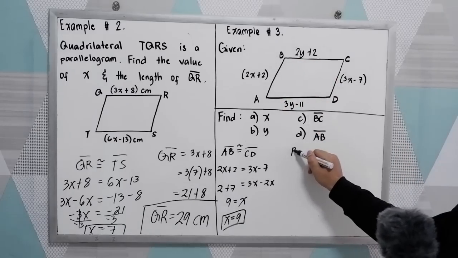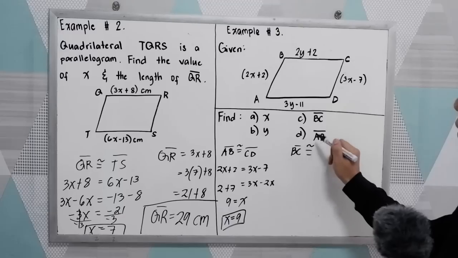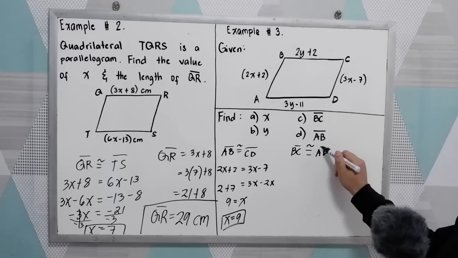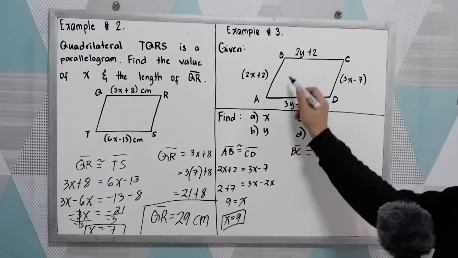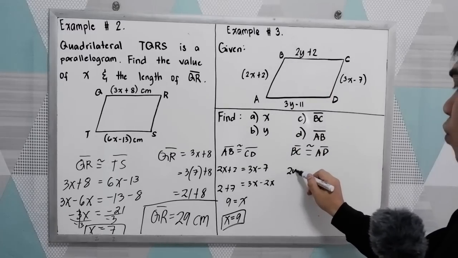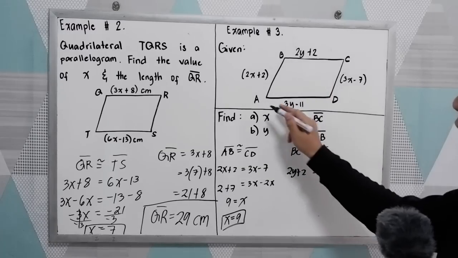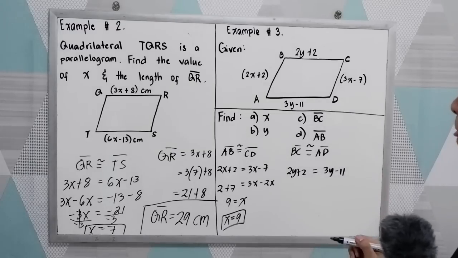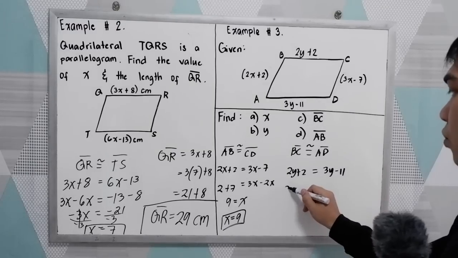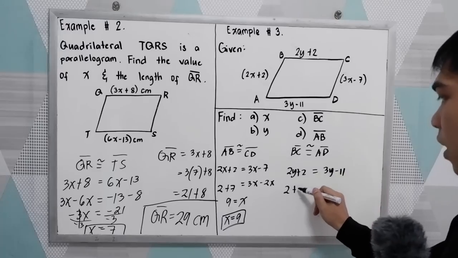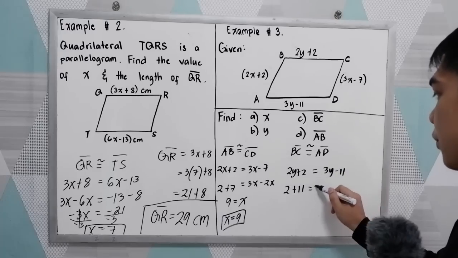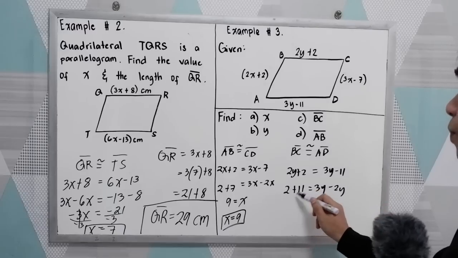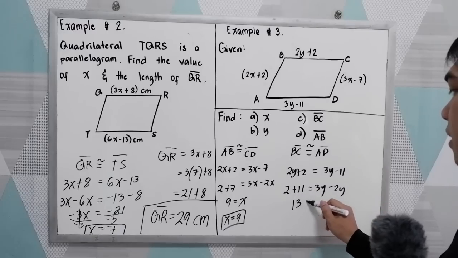So we know that BC is congruent to AD. Okay? The value of BC is 2y plus 2. That is equal to AD, 3y minus 11. Now again, 2 move, that will become positive 11 is equal to 3y minus 2y. 2 plus 11, that is 13, is equal to y.